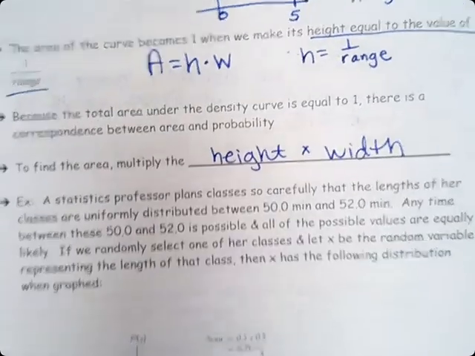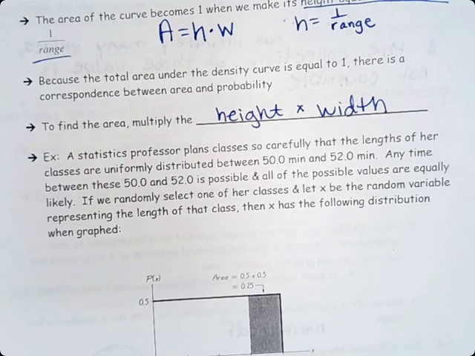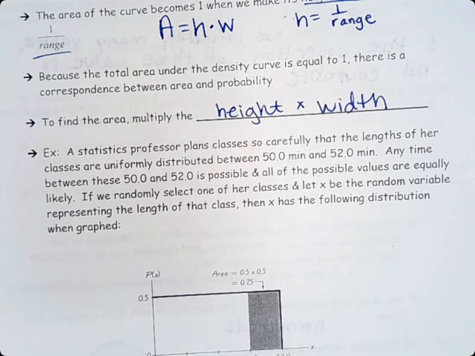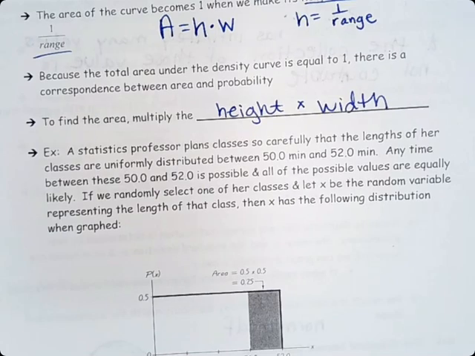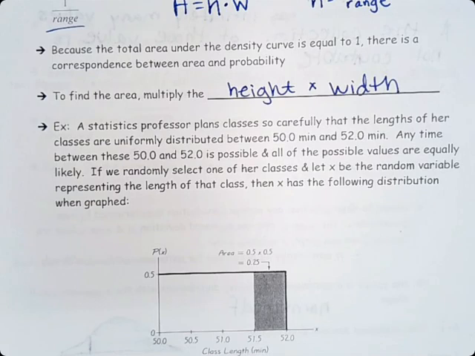So we'll look at this uniform distribution. A statistics professor plans classes so carefully that the lengths of her classes are uniformly distributed between 50 minutes and 52 minutes. Any time between 50 and 52 is possible, and all the possible values are equally likely. If we randomly select one of her classes and let X be the random variable corresponding to the length of that class, then X has the following distribution when graphed. That was a whole lot of words, right?